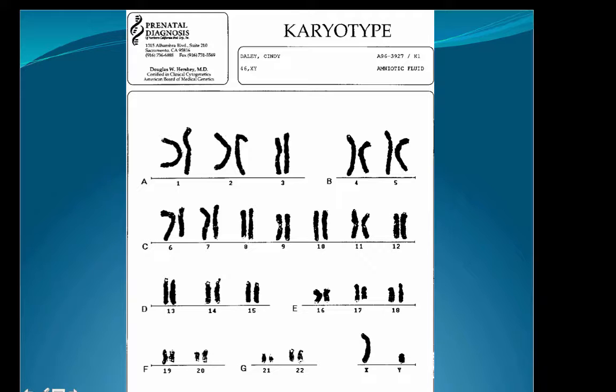Karyotypes are done in women over 38 years of age, because that is the age at which women are more at risk of producing a child with some sort of learning disability, more specifically a child with Down syndrome.